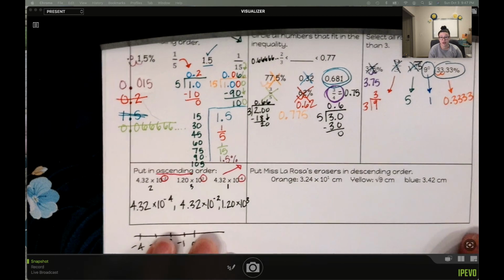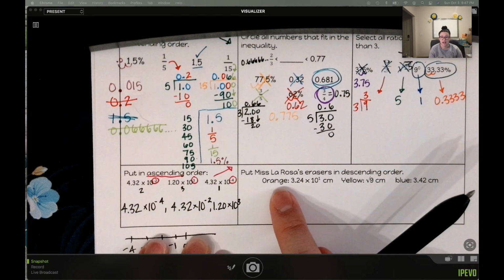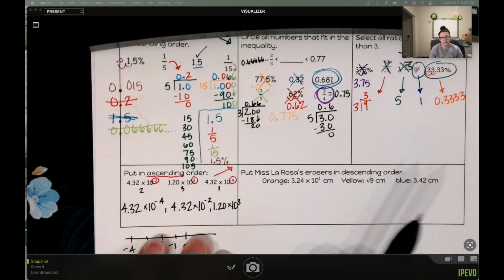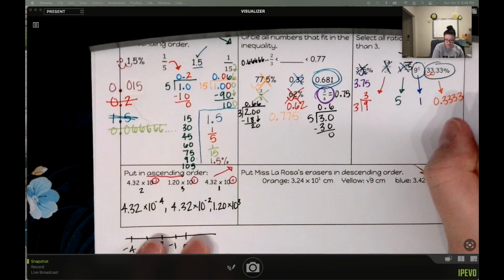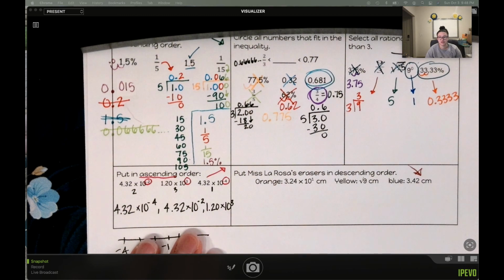All right, one more problem I want you to try on your own. I have an orange, yellow, and blue eraser. Please put them in descending order. What does descending mean again? Descending means those numbers should be going down. Pause the video, try it on your own.